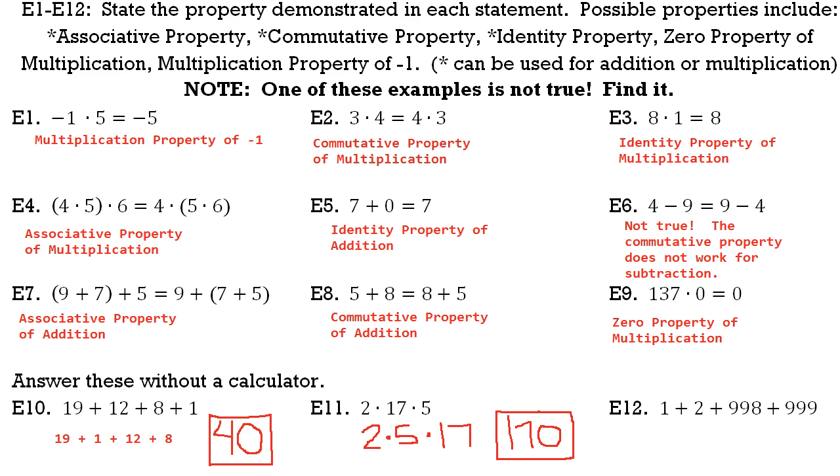Last example here. It looks to me like the 1 and the 999 would make 1,000, and this would make 1,000. So once again, here we are taking something that looks intimidating, and we're trying to turn it into something much better looking. So that's pretty much the goal. And that's why we do all these properties.